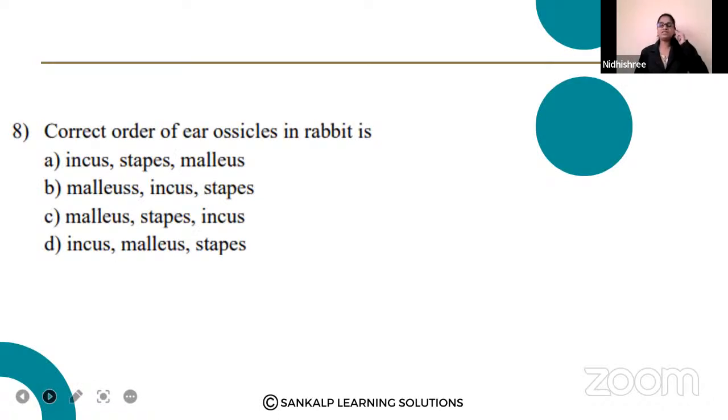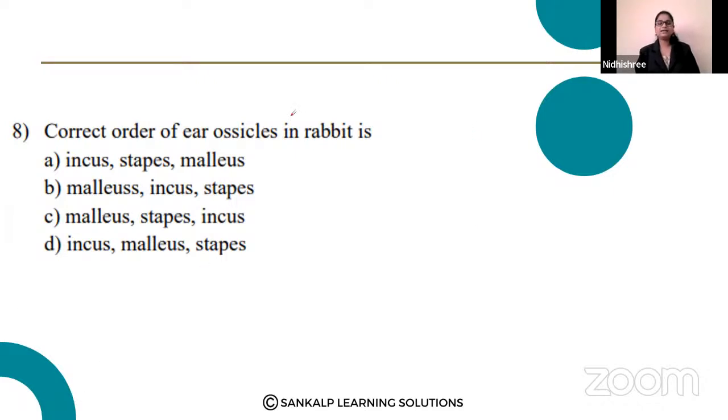What is the correct order of ear ossicles in rabbit? Option A, incus stapes malleus. Option B, malleus incus stapes. Option C, malleus stapes and incus. Option D, incus malleus stapes. Yes, YouTube students, what is your answer? Be fast. Everyone has voted option B.